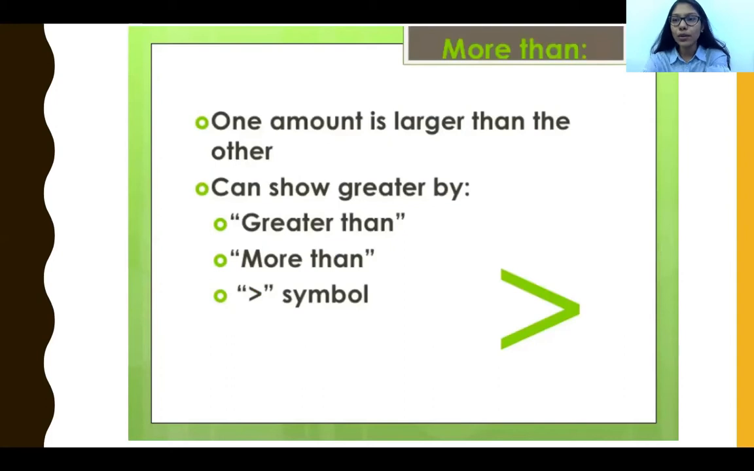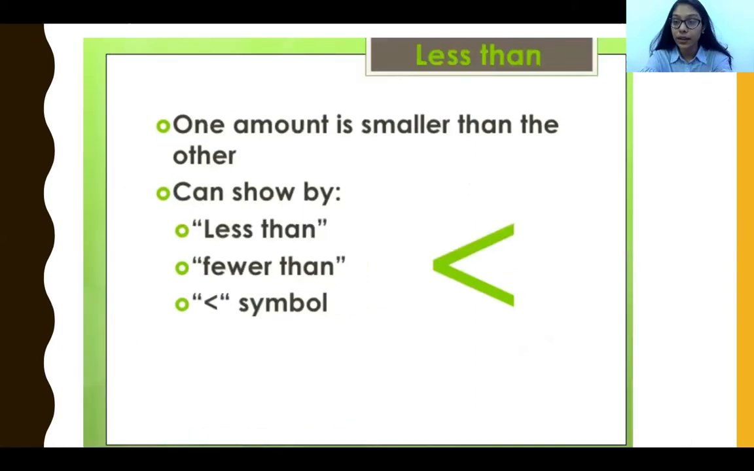Now, I hope you all remember the story of the hungry alligator, which always used to open his mouth towards the bigger number. This is the sign of more than. The hungry alligator always used to eat the bigger number. So if a number is larger than the other number, the alligator's mouth opens towards the bigger number. Similarly, if the number is less than the other number, the pointed section is towards the smaller number.